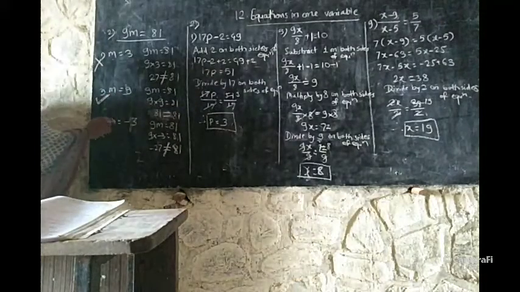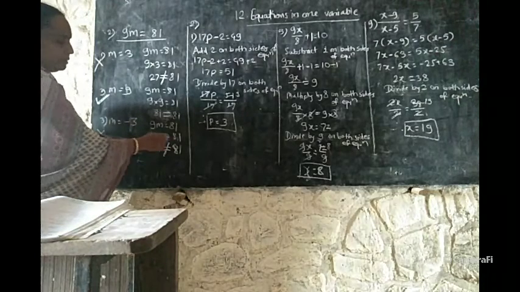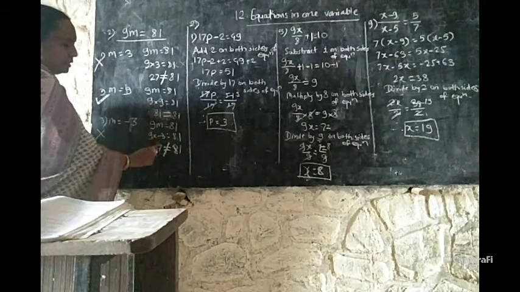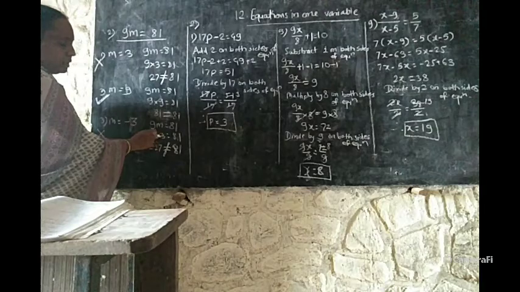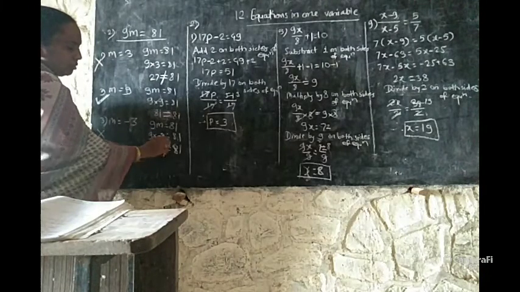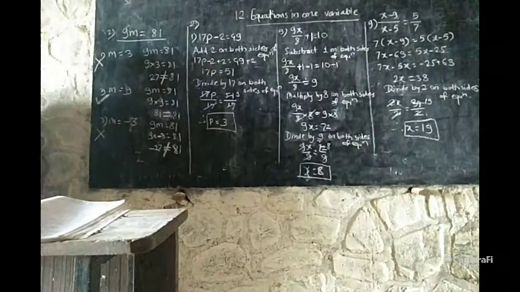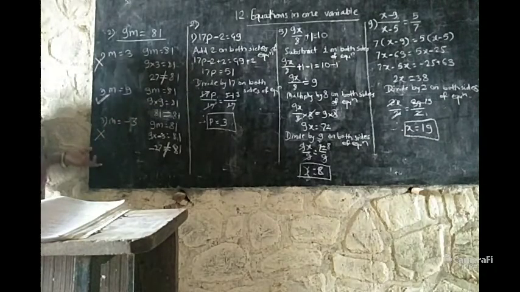And the last value is m is equal to minus 3. Put the value in the equation. 9 into minus 3 is equal to 81. 9 times 3 is 27, and here is the minus sign. Therefore, the product is also negative. Minus 27 is not equal to 81. Therefore, m is equal to minus 3 is also not a solution of the given equation.